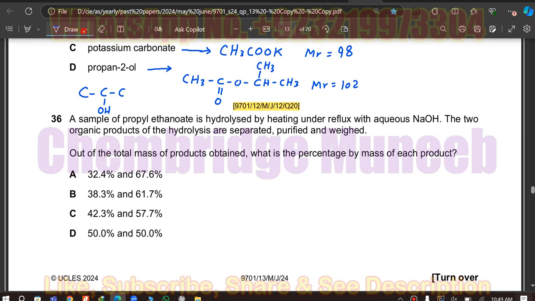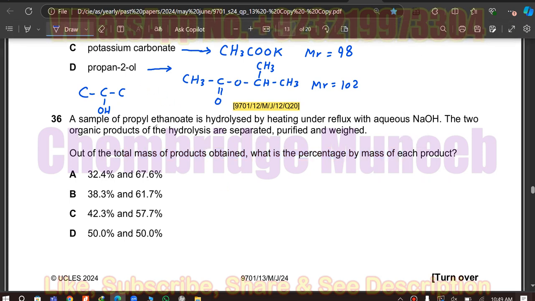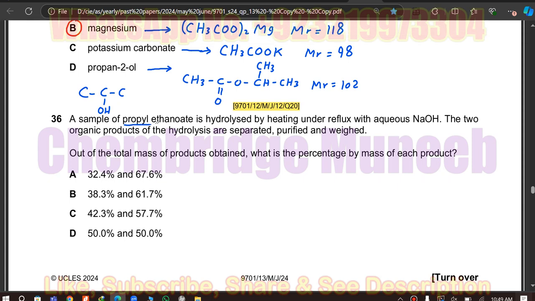Now next question, number 36. A sample of propyl ethanoate is hydrolyzed with aqueous sodium hydroxide under reflux, and the two products obtained are separated, purified and weighed. What is the total mass of the products? Out of the total mass of the product, what is the percentage by mass of each product? So basically in this question we need to react this propyl ethanoate with NaOH under reflux, and as a result of this reaction we will get products. We have to check what is the percentage mass of each product out of the total mass.